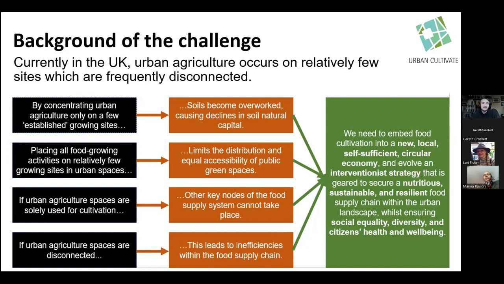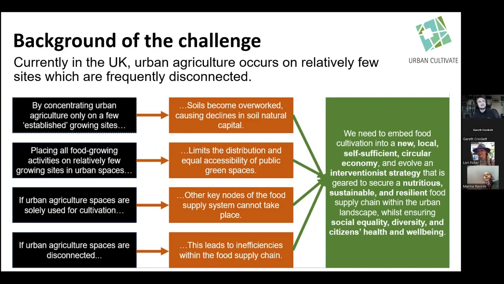You know, the reason why we might grow food in towns and cities is to develop not only new networks, new communities, but to exchange knowledge and skills and technical know-how with the local community. And finally, if the urban agriculture spaces are disconnected, then we have inefficiencies within the food supply chain.